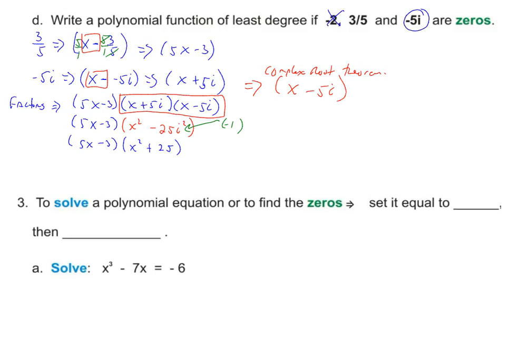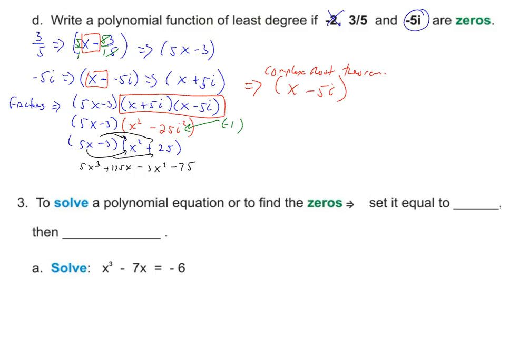Okay, now we got to finish multiplying out. I'm going to do it in black so it stands out. 5x times x squared, 5x cubed. 5x times 25, what is that, 125x? Thank you. 5x cubed plus 125x. -3 times an x squared is a -3x squared. And finally, a -3 times a +25 is a -75.